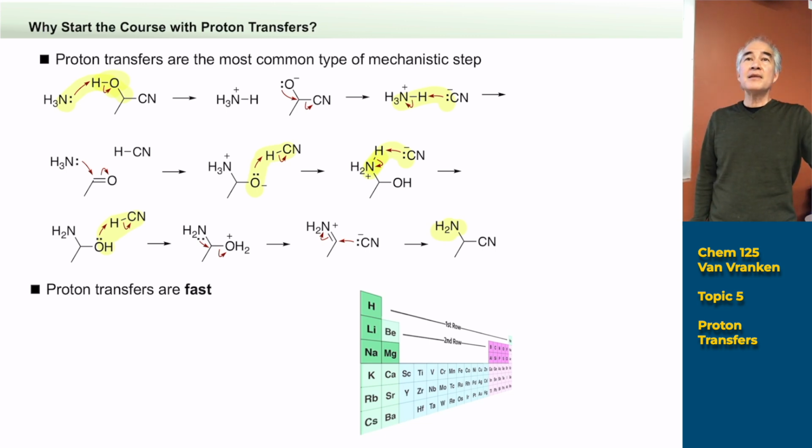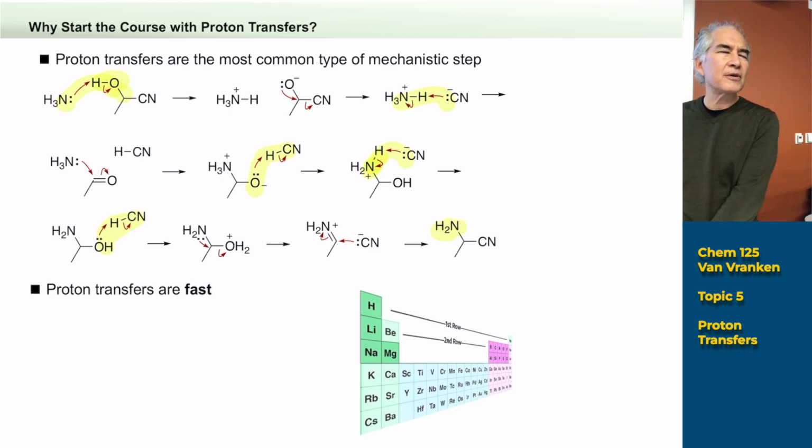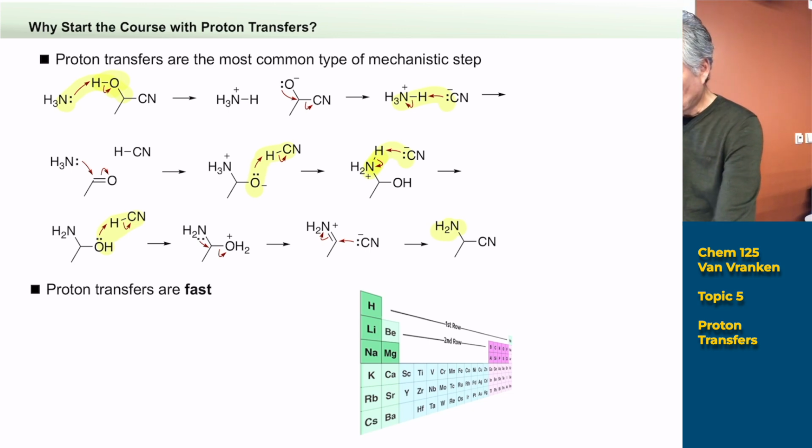So given the preponderance of proton transfer steps in arrow pushing mechanisms in this class and in introductory organic chemistry classes, it makes sense for us to think a little bit deeper about proton transfers and how we decide whether those are plausible or not. What are some of our tools?